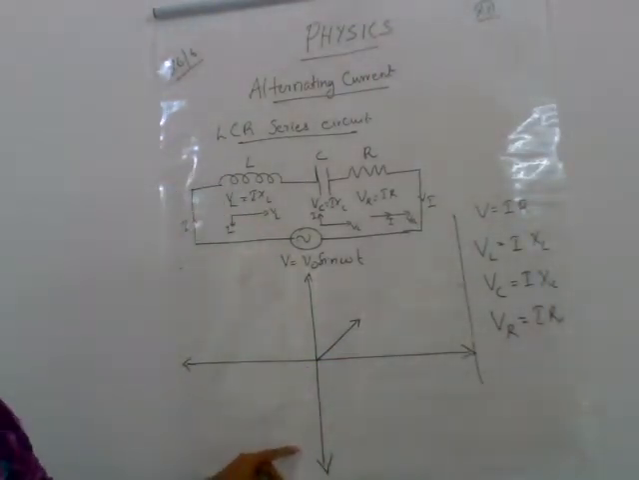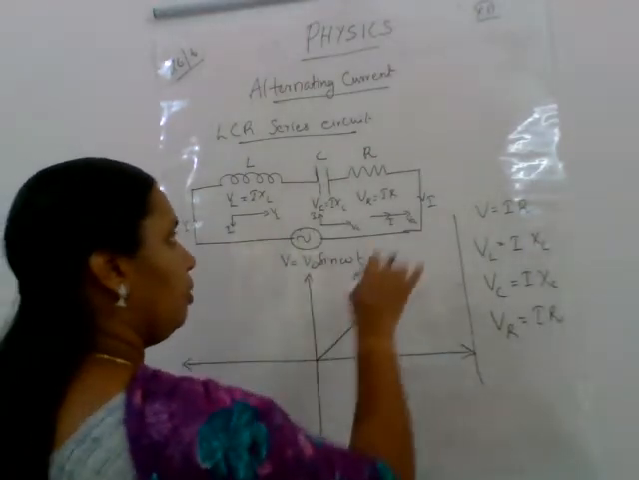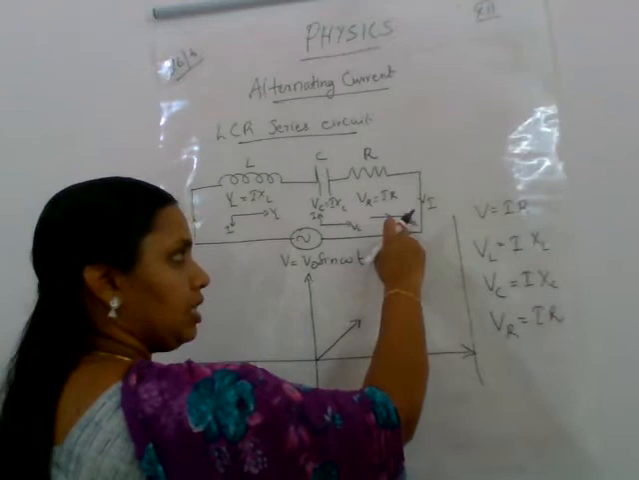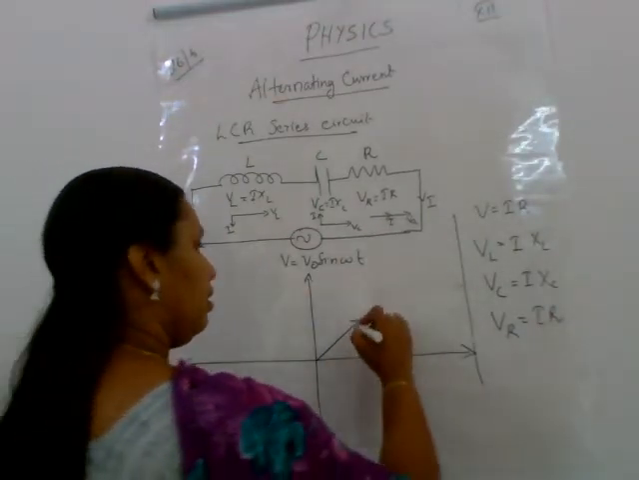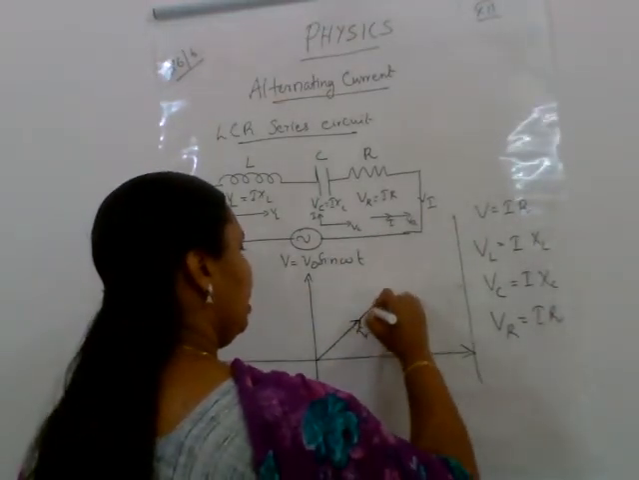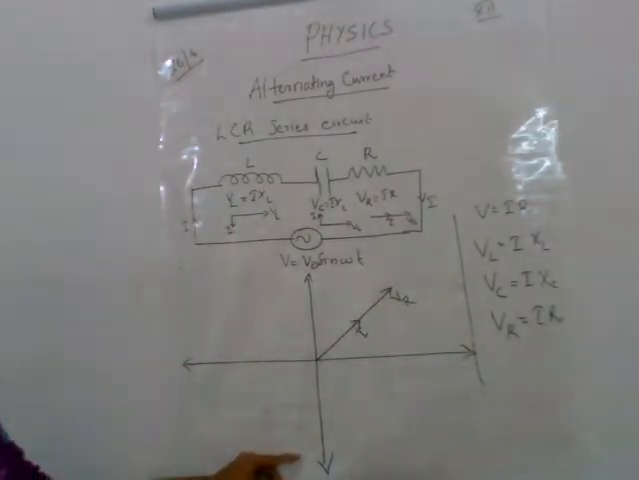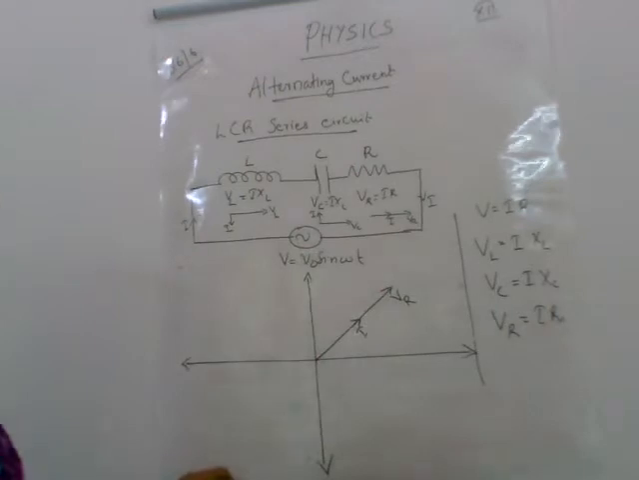So only one direction here. So that is the current flowing through the circuit. So that is I. So with respect to I, we can represent the direction of VR. So where will be VR? VR will be in the same direction. This is VR. So this one I have drawn here.